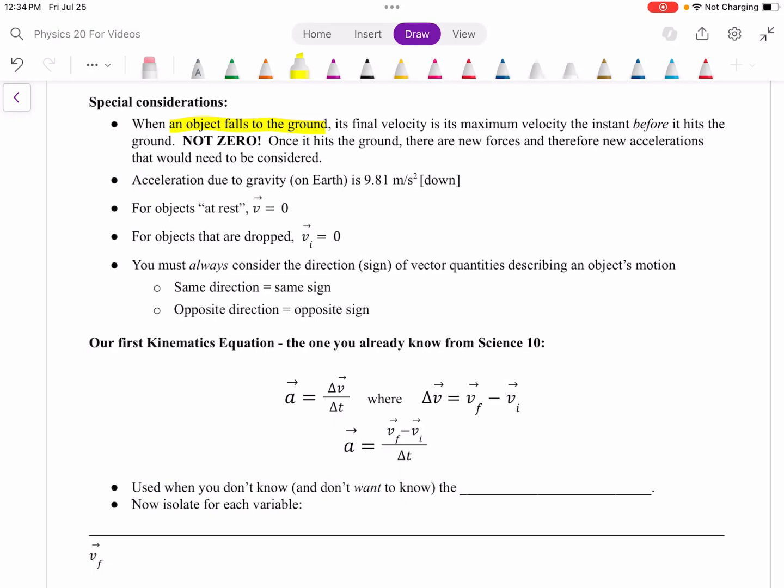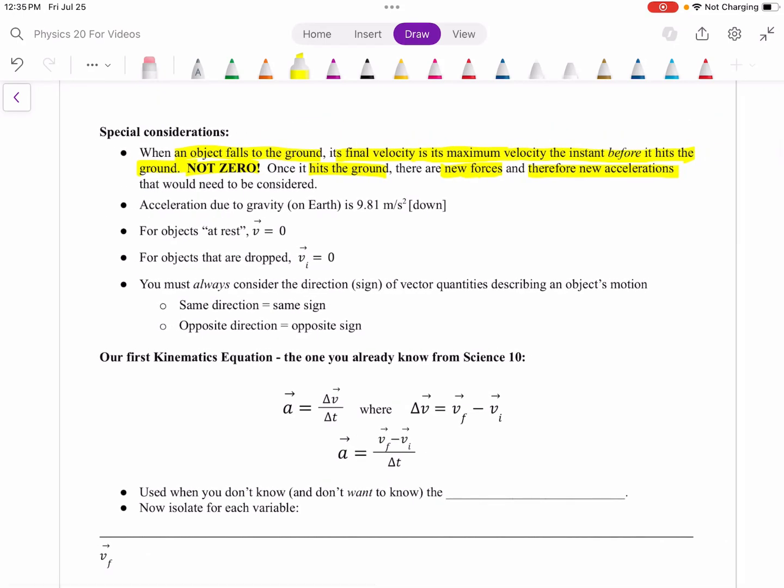But that's not what we're actually analyzing. We're analyzing the fall. So its final velocity is at the end of the fall, which is the instant right before it hits the ground, right? Once it hits the ground, we're not analyzing the fall anymore, right? We're analyzing the impact. Once it hits the ground, there's a new force involved, that impact force, which we'll talk about in Unit B, and therefore there's new accelerations, right? Forces cause acceleration, so once it hits the ground, we now don't know what our acceleration is, and it has nothing to do necessarily with the fall on the way down, right?